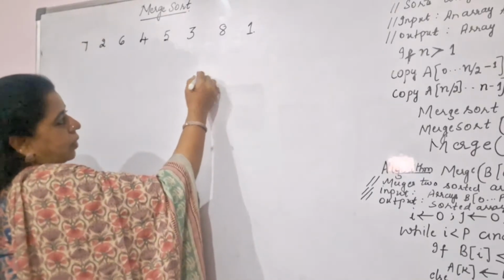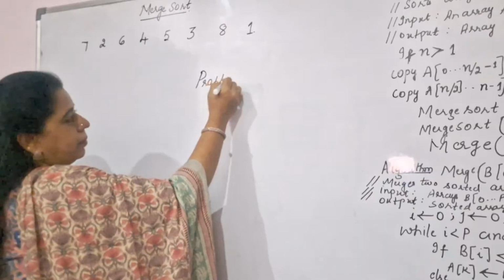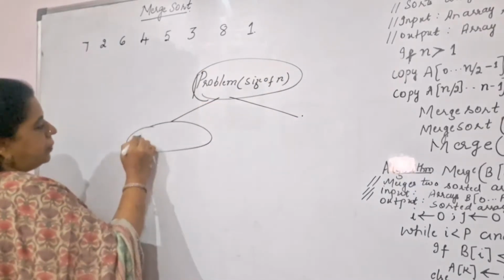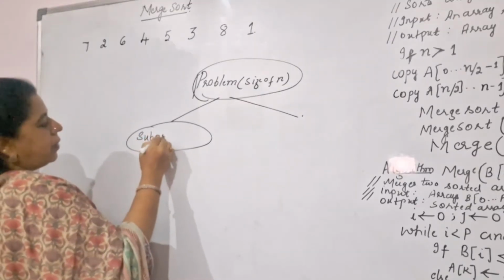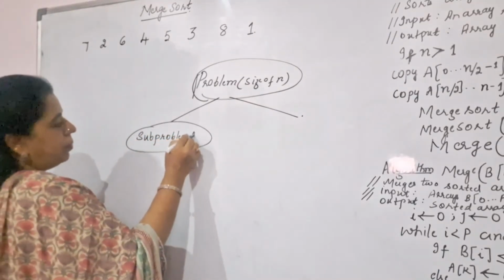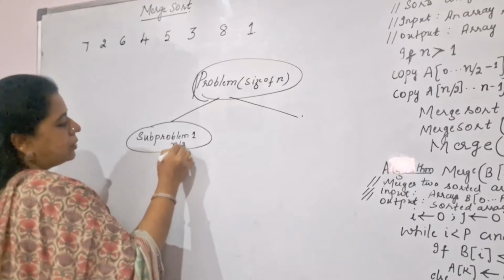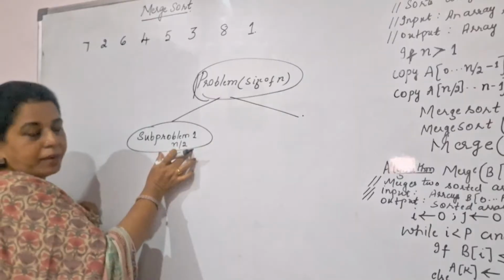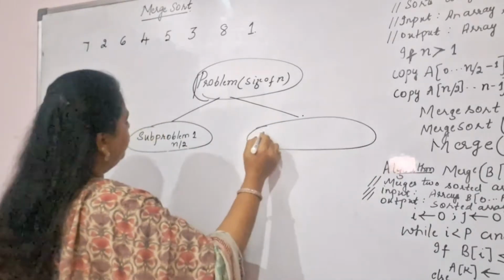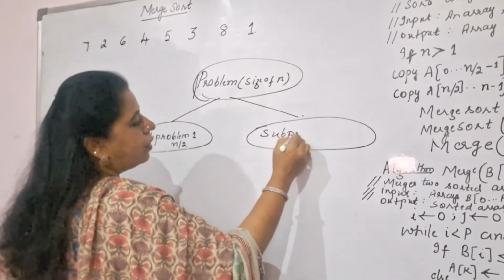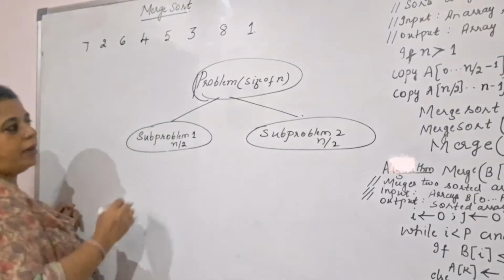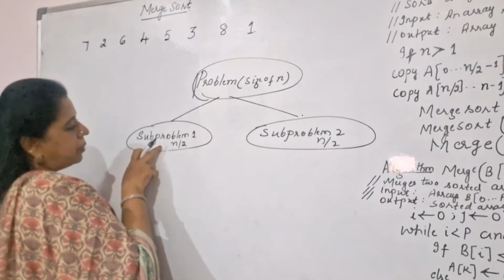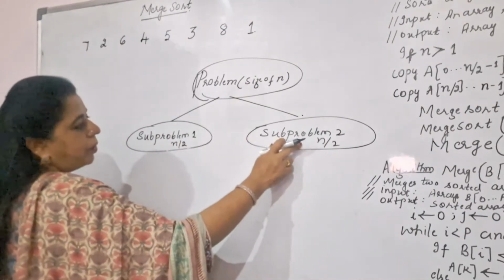First, given is what? A problem. You have some problem, and you are going to divide it into sub problems. Here I am just showing you it is divided into two sub problems. One is sub problem 1. Here I can take the size of the sub problem as n by 2. If the original problem is of size n, then the sub problem will be n by 2. Similarly, the size of sub problem 2 will also be n by 2. You are dividing the problem into two sub problems, sub problem 1 of size n by 2 and sub problem 2 of size n by 2.